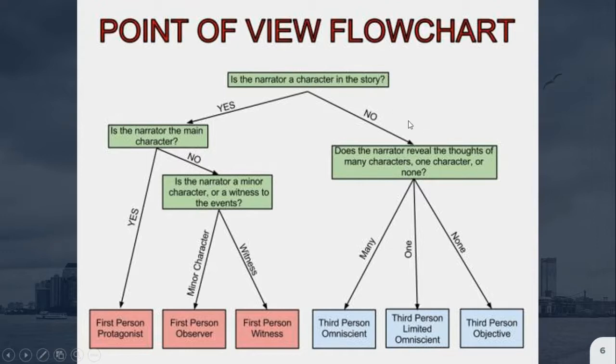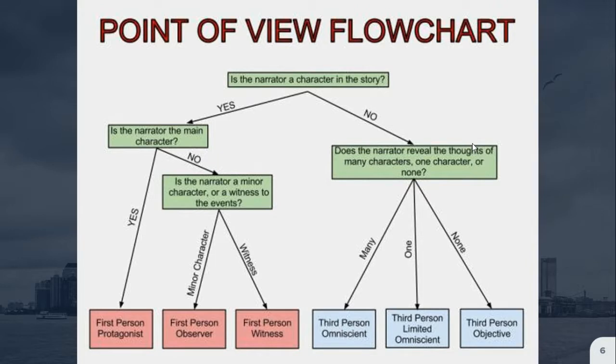If we say no to, are they a character in the story, we then get to think about, how much is the narrator capable of telling us what the thoughts of the characters are? And what I want you to think about as a sort of clue here is, are we following one character at a time?